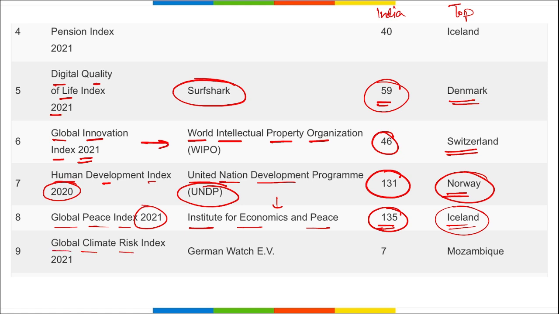Next is the Global Climate Risk Index for the year 2021. This was released by Germanwatch e.V. Rank of India in this Global Climate Risk Index is 7 and it was topped by Mozambique.